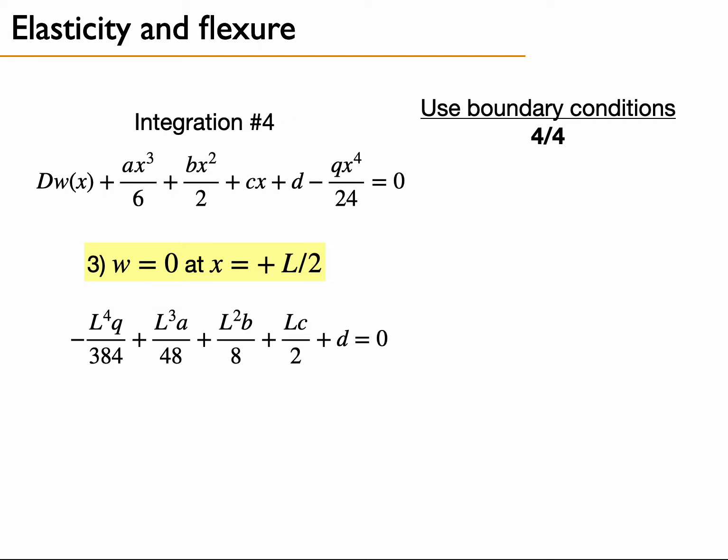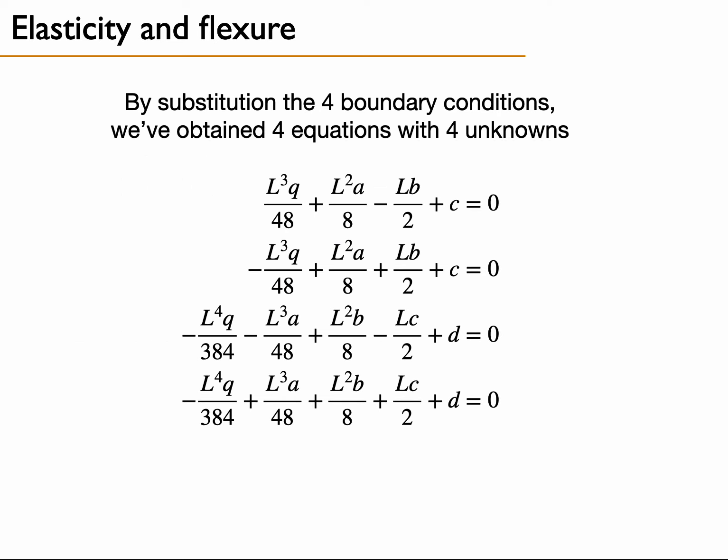And let's move to the use of the last boundary condition, 4 out of 4. And this is now W equals 0 at x equal plus L divided by 2. And we get a fourth equation here. So to summarize, after using all these boundary conditions, we obtained 4 equations with 4 unknowns. The 4 unknowns are A, B, C, and D, the 4 constants that will make our general solution specific to our problem of the laccolith.